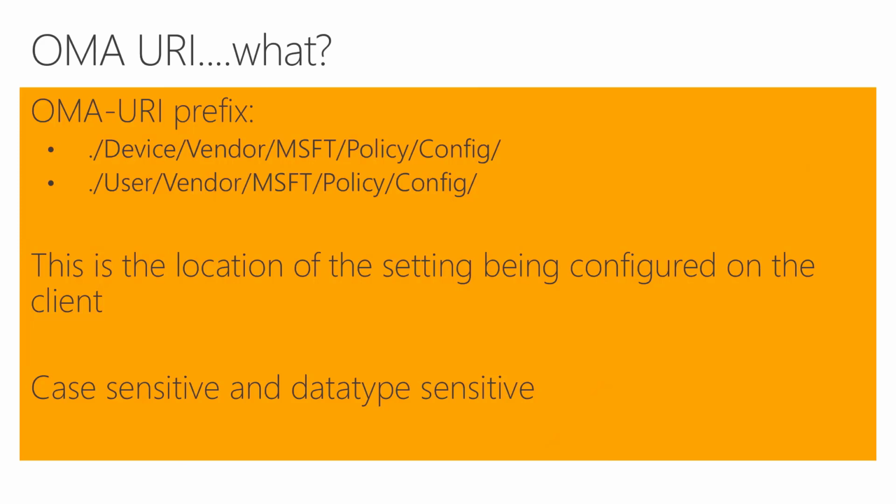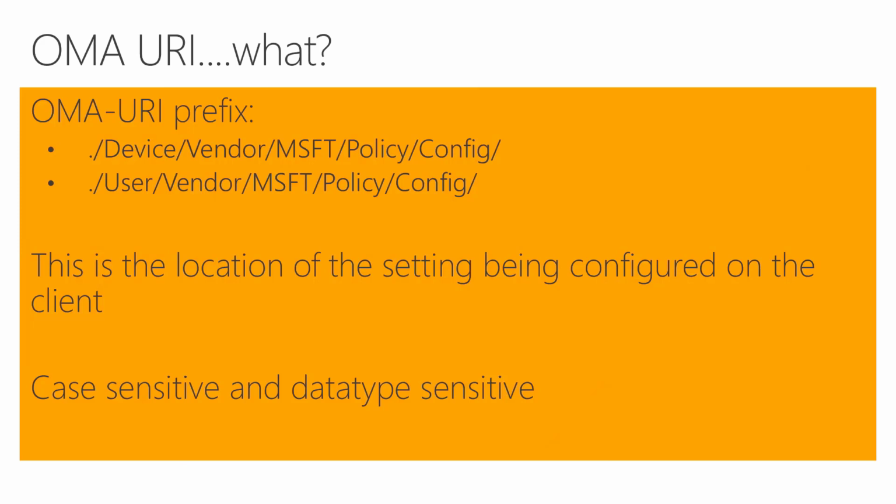Then we get what's called the OMA URI. The OMA URI is yet another wacky term we have to understand, and that actually sits within the setting we're trying to configure. So in group policy, you sort of have the path of the setting. The OMA URI is very similar to that. It's where this setting is amongst all the other settings that the policy provider can configure.